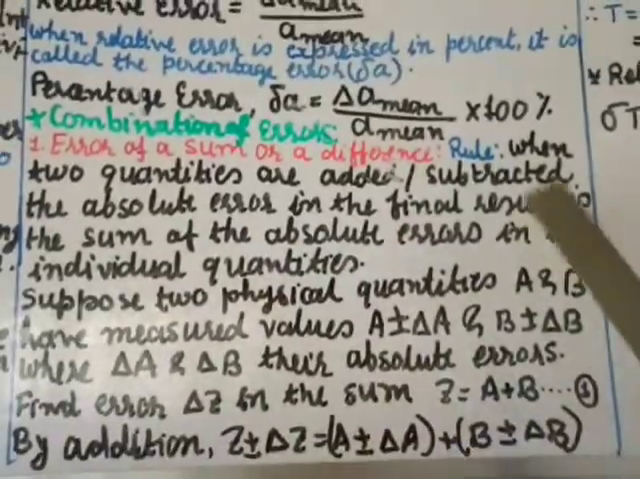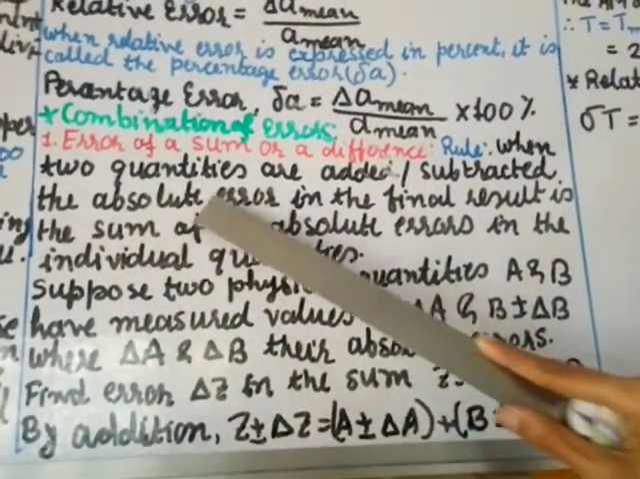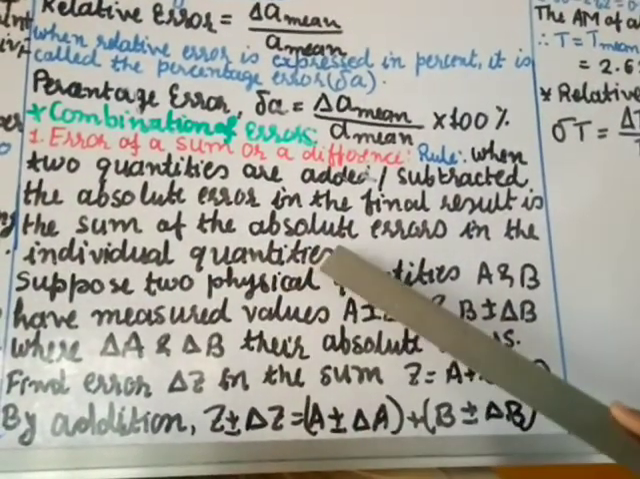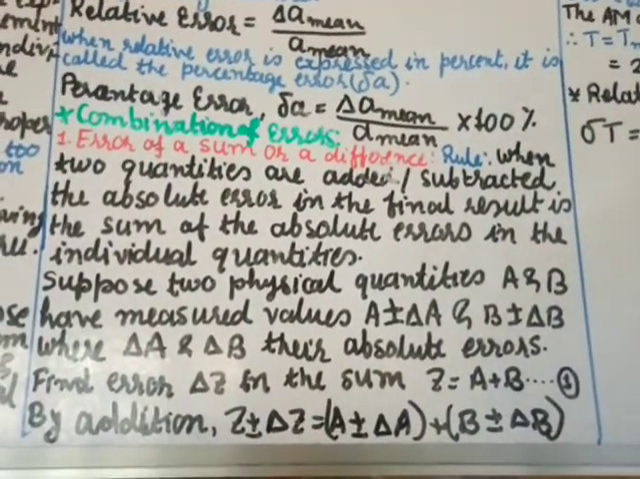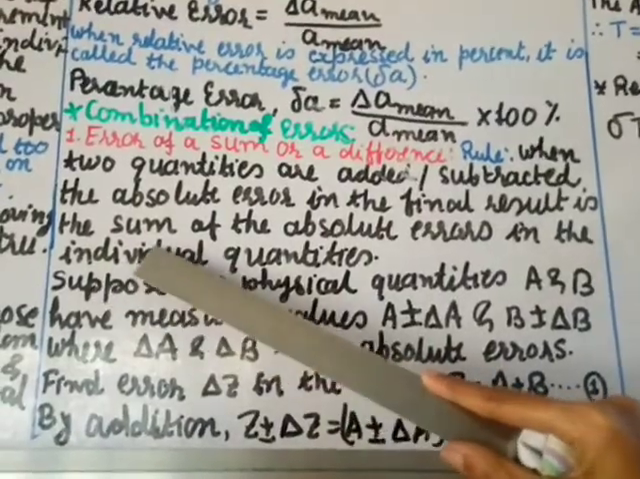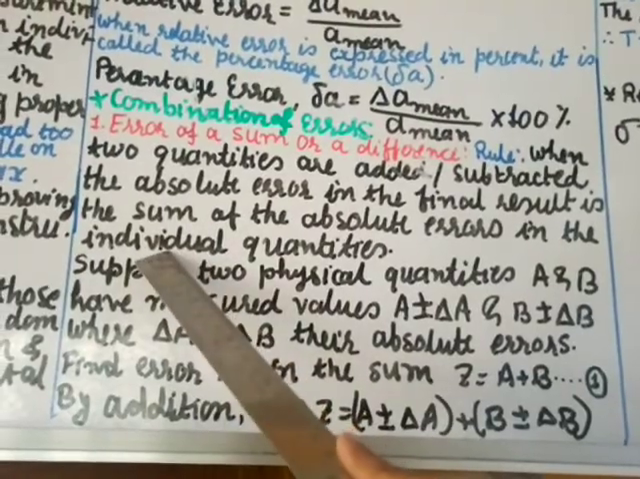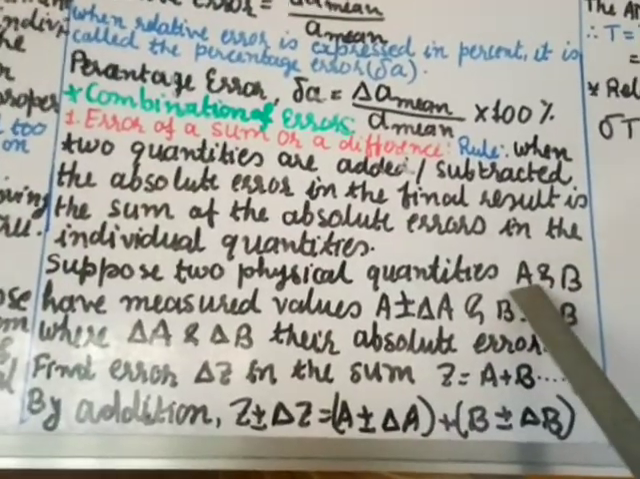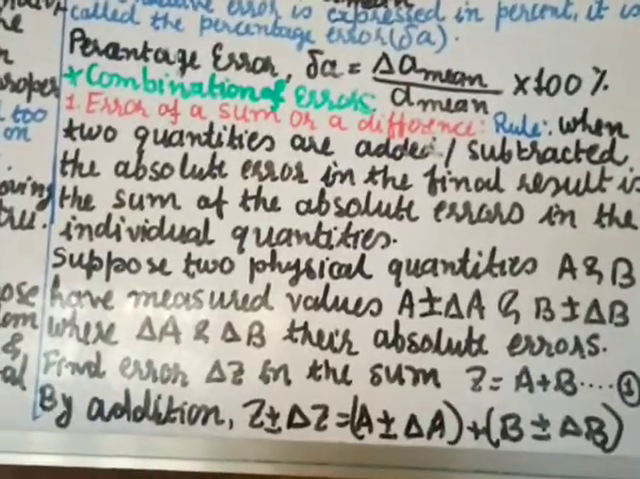Let us read the rule once again. When two quantities are added or subtracted, both of which we proved, the absolute error in the final result is the sum of the absolute errors in the individual quantities. So when we are adding or subtracting, the error also gets added. Even if it is subtracted, addition is done here. In A the error was delta A, and in B the error was delta B, so they also got added.